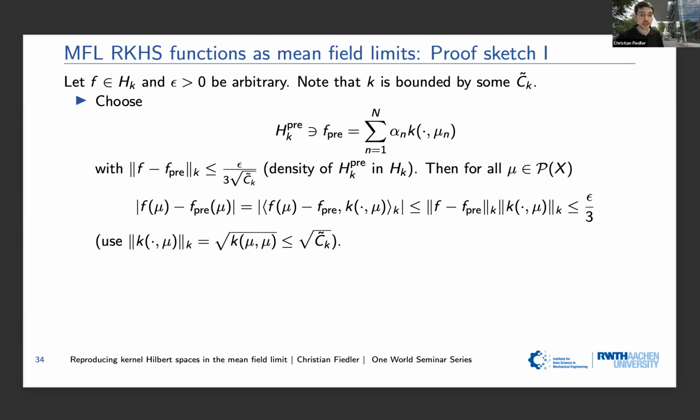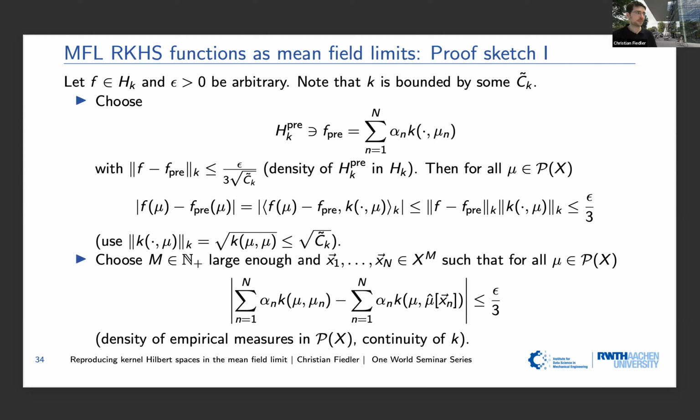And then by a classic calculation and boundedness of our mean field limit kernel, this is then also uniformly pointwise close to the target function. Next, if we choose an integer m large enough, we can then find empirical measures represented by tuples, so that if we replace the mu n's in the representation of the pre-RKHS function by the empirical measures, we are still uniformly close to the target function, or more precisely to the approximation of the target function in the pre-RKHS. I mean, this simply follows from the density of empirical measures and also the continuity of our mean field kernel.